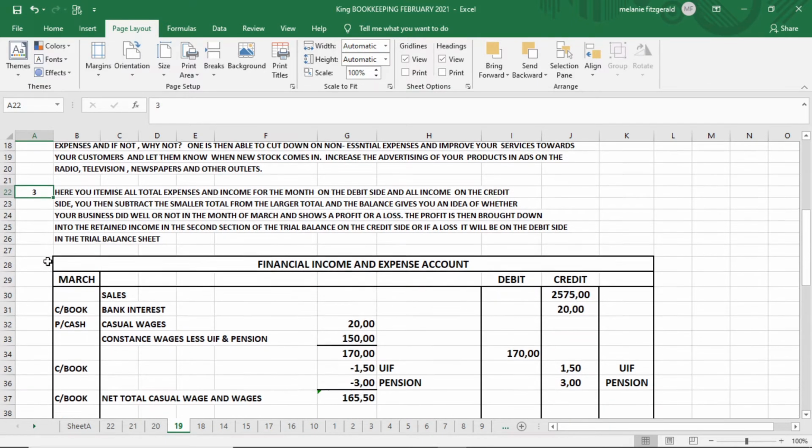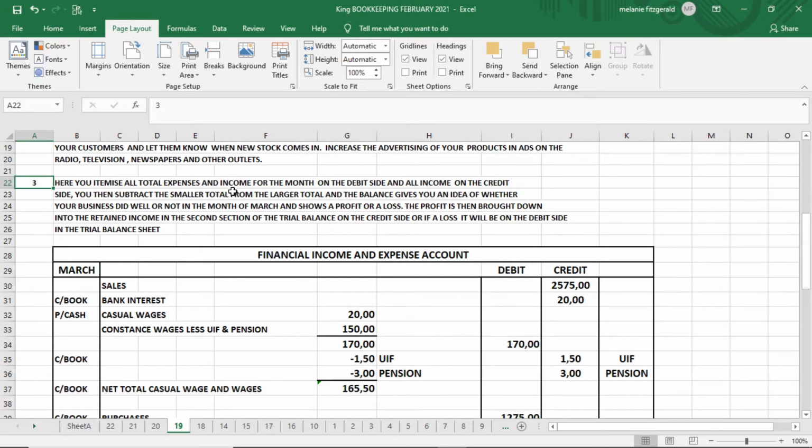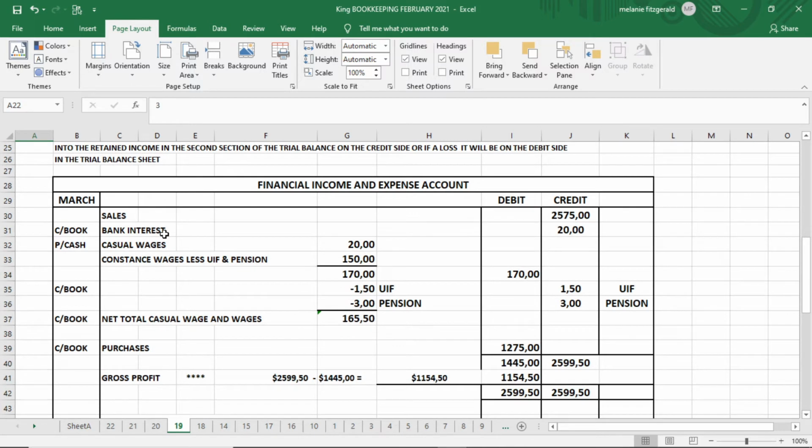Number three. Here you will itemize all total expenses and income for the month on the debit side and all income on the credit side. You will then subtract the smaller total from the larger total, and the balance gives you an idea of whether your business has done well, is doing well, or not in the month of March, and shows you a profit or a loss. The profit is then brought down into the retained income in the second section of the trial balance on the credit side, or if it's a loss, it'll be on the debit side in the trial balance sheet.